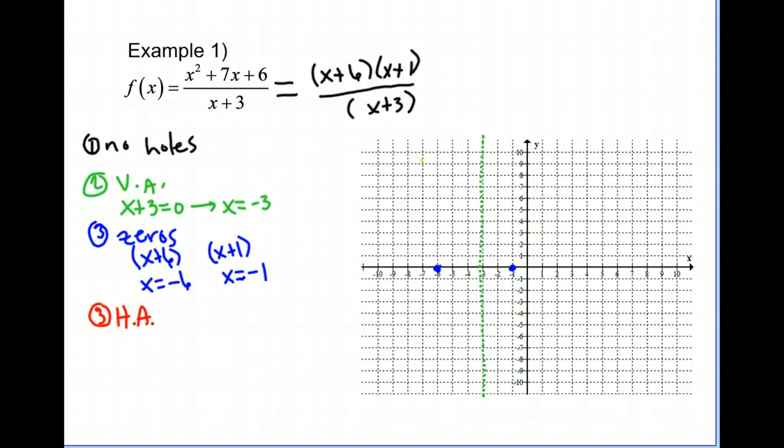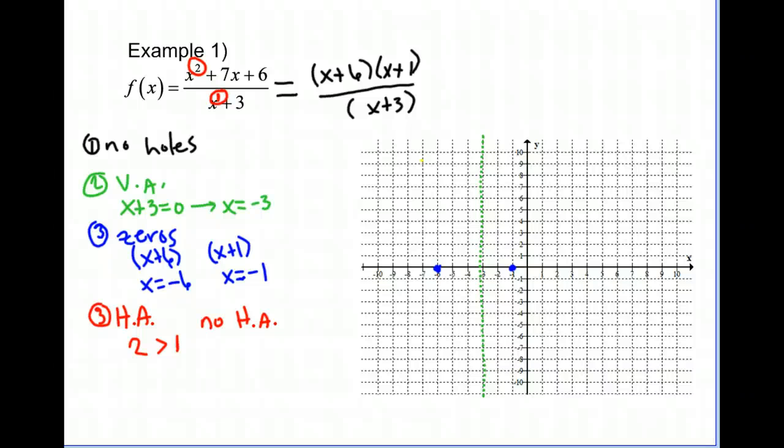So horizontal asymptotes. This is where we specifically look at the degree. That's the highest exponent up here in the numerator and the highest exponent in the denominator, which is just 1. If we look back at our rules, since the degree of the numerator, which is 2, is greater than the degree of the denominator, which is 1, that means there are no horizontal asymptotes. So this is basically what we know about the graph so far.